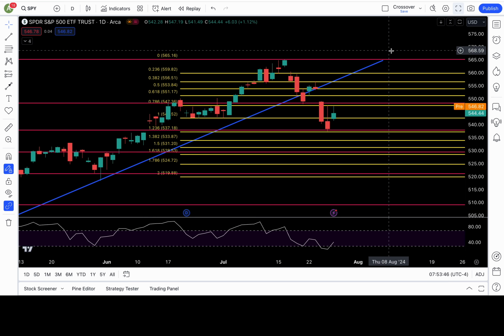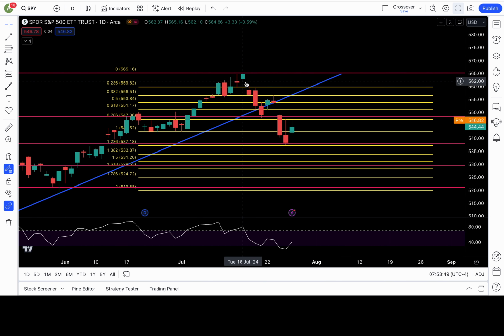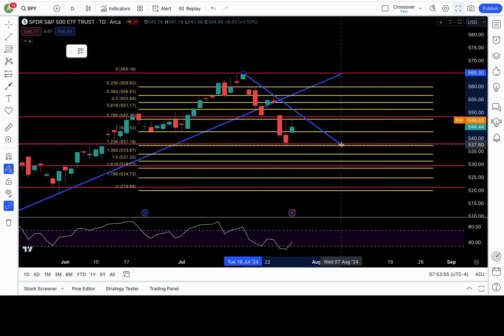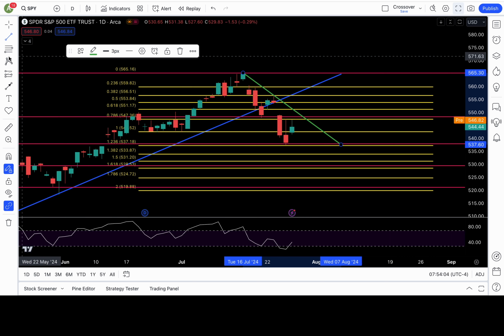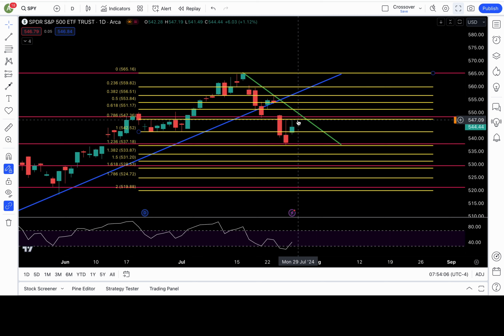So here we go. We want to zoom in, so you can see that we're in correction mode. A lot of times corrections come in the form of flags. So I want to draw that trend line down from the all-time high to this pivot low right there. We'll change the color to green. Okay, so now that we've got our levels, SPY is around 546.8 as of writing this.